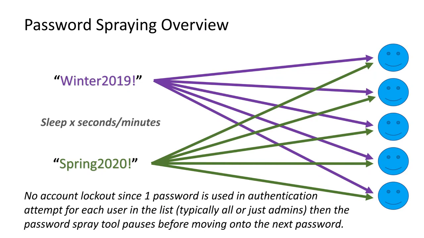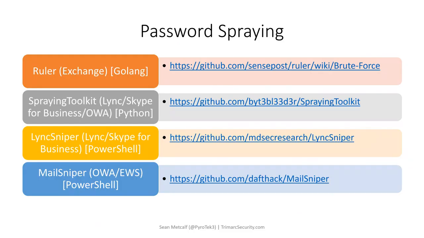This is extremely effective because people are generally bad at creating passwords that we require them to using complexity. So they end up with Winter2019, maybe there's an exclamation point, or Spring2020, maybe there's an exclamation point. So there are a number of tools that can be used to password spray in an Office 365 environment. From Ruler to Spraying Toolkit to LinkedInSniper to MailSniper.